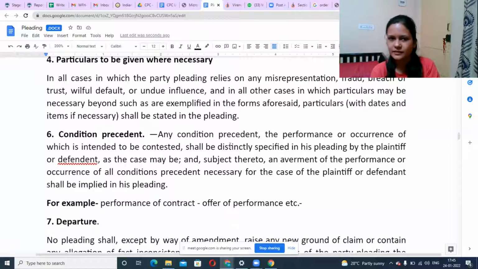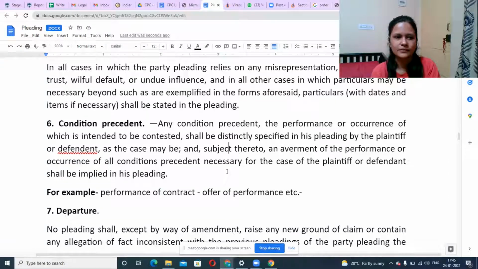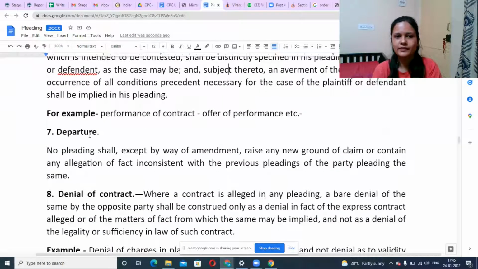This is clear, right? Yeah. So next one is departure. No pleading shall, except by way of amendment, raise any new ground of claim or contain any allegation of fact inconsistent with previous pleadings of the party pleading the same.